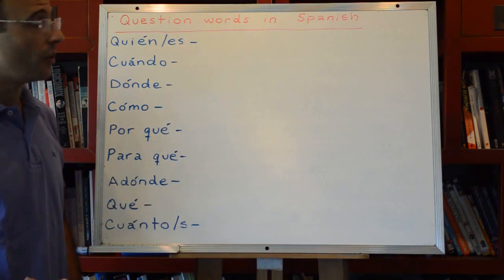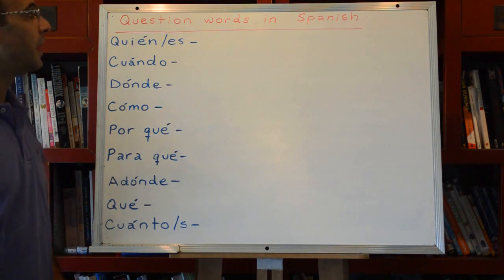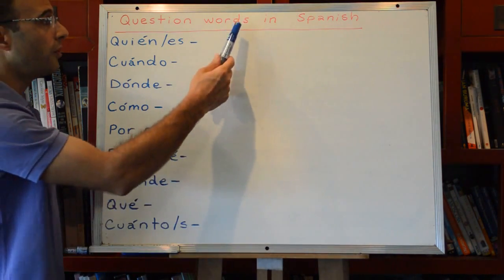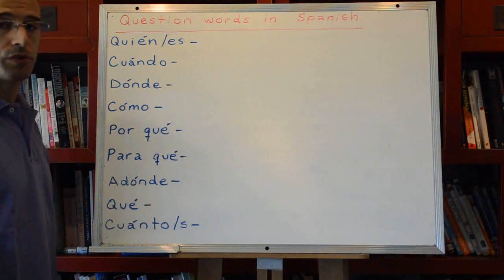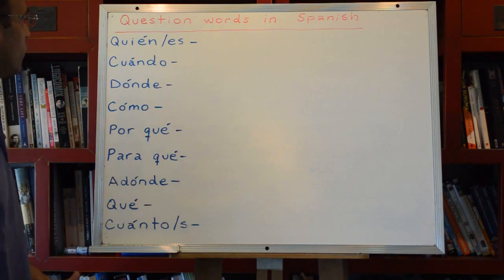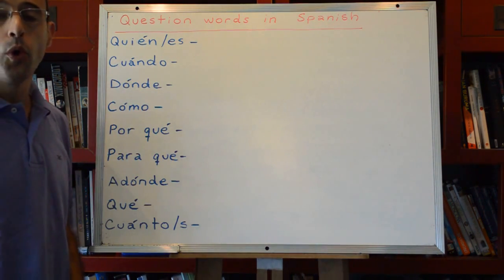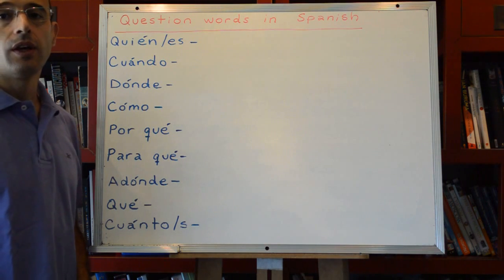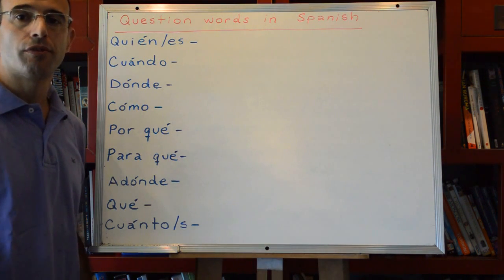In Spanish we would say palabras interrogativas en español. Palabras are words. Interrogativas means question words, right? En español for in Spanish. Okay. First of all, quién or quiénes means who. We use quién for the singular and quiénes for the plural, right?